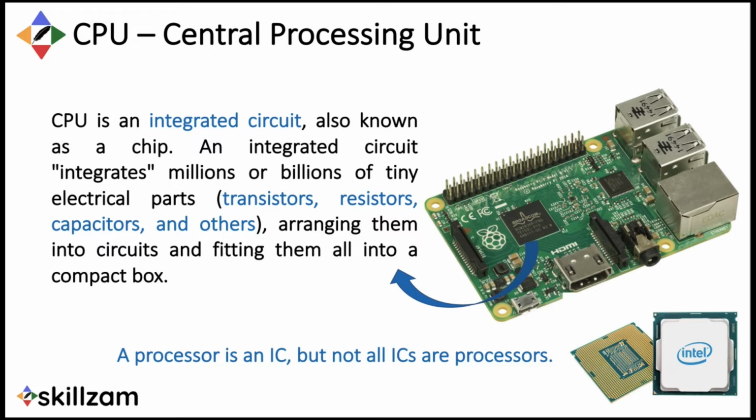This is thanks to the control unit, which knows how to interpret program instructions, and an arithmetic logic unit, which knows how to add numbers. With the control unit and ALU combined, the CPU can process much more complex programs than a simple calculator. Inside the CPU, at a hardware level, a CPU is an integrated circuit, also known as a chip. An integrated circuit integrates millions or billions of tiny electrical parts like transistors, resistors, capacitors, and others by arranging them into circuits and fitting them all into a compact box.